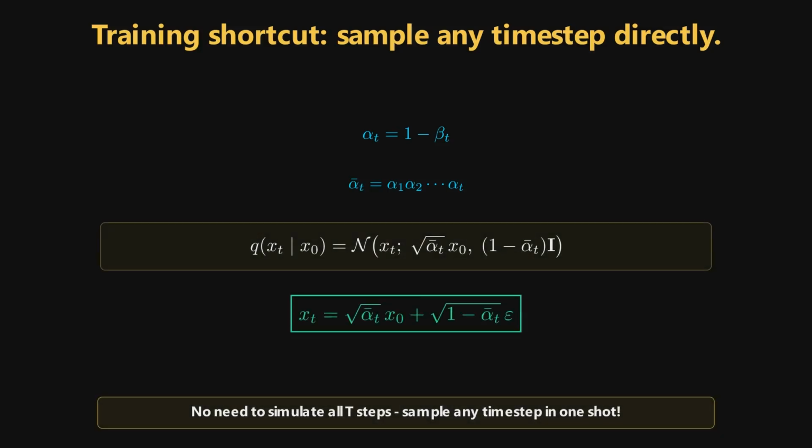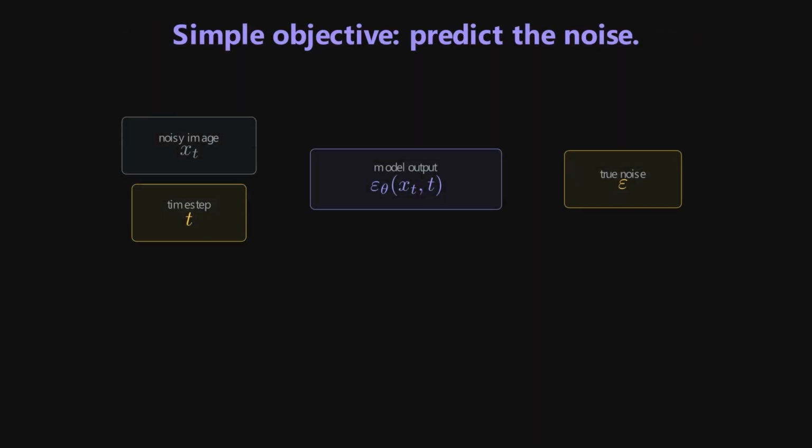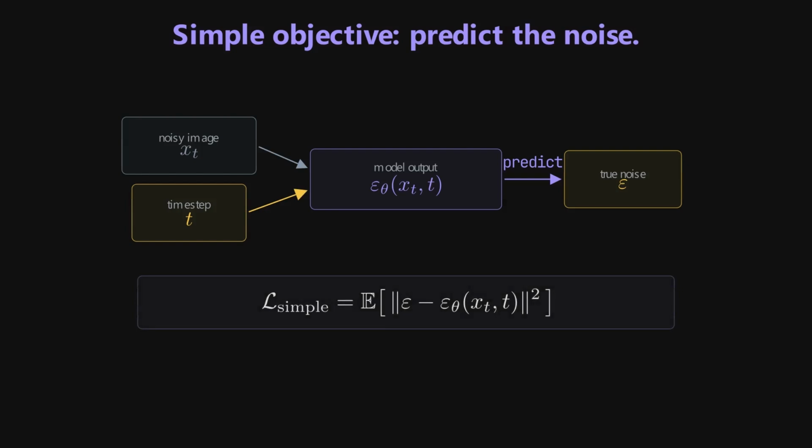But there is a practical problem. During training, we do not want to run hundreds or thousands of forward steps just to create one noisy image at time step t. That would be painfully slow. Luckily, the math gives us a shortcut. We define alpha as 1 minus beta t. Then alpha bar is the product of all alpha values from step 1 to step t. With this single quantity, we can sample xt directly from x0.